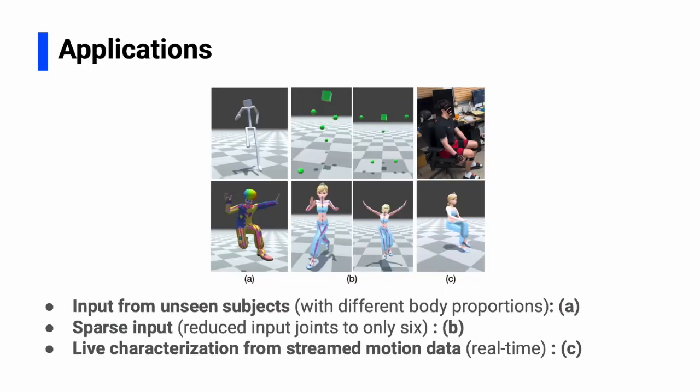This MOCHA model can be applied in various situations. First, input from unseen subjects with different body proportions can be effective, as you can see in figure A. Second, sparse input such as reduced input joints to only 6 can work with our model. This is shown in figure B. Finally, this model can characterize streaming motion data in real time, as you can see in figure C.